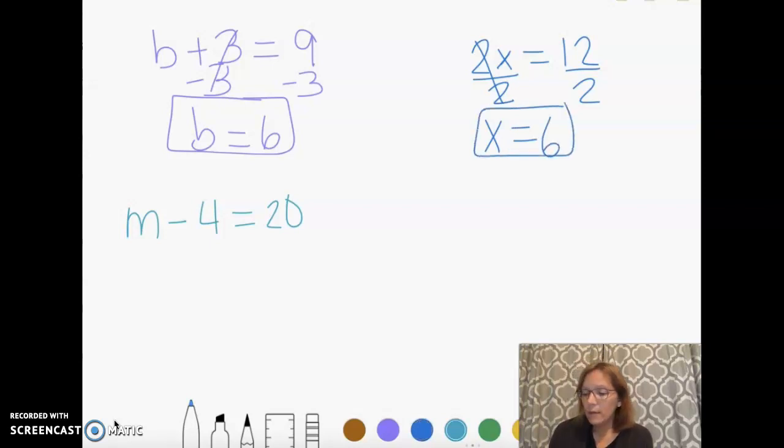And the last example, I'm looking at the variable. I see that m is being subtracted by 4, so I'm going to do the opposite. I'm going to add 4 to both sides.